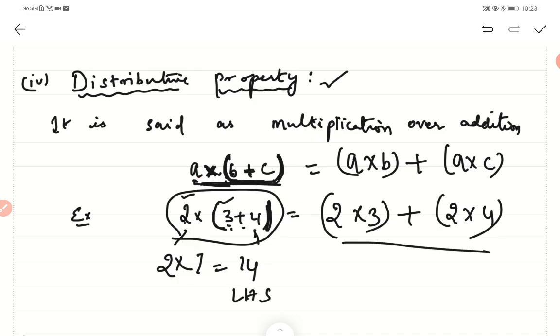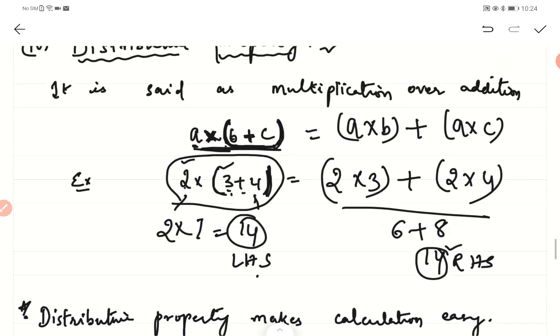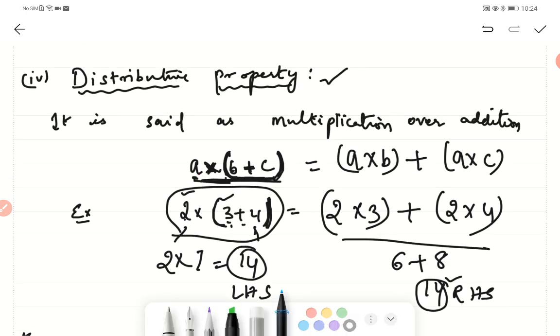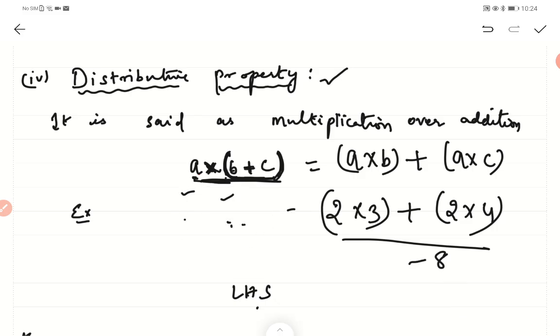Let me check on the right hand side now. This is 2 threes are 6 plus 2 fours are 8. How much? 8 plus 6 is 14. So on the RHS also it is 14, and on the left hand side also it is 14. Now, why do you want to use the distributive property? You can just go for direct simplification, right? We will see one example further.